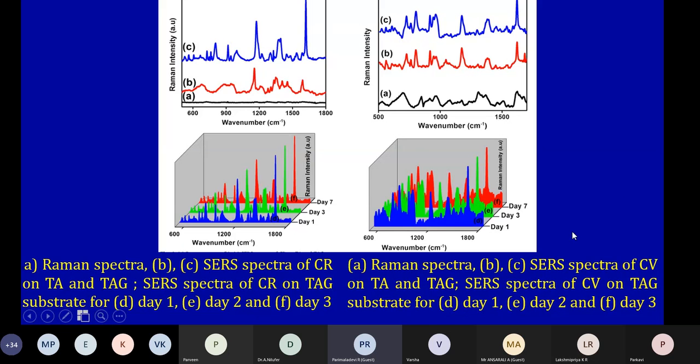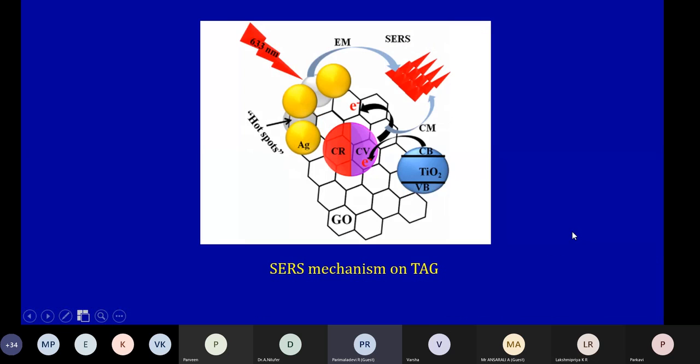We can identify them using these Raman peaks, and normally this is due to when you add our TAG, that is titanium oxide, silver, graphene oxide. What will happen is, normally here this is graphene oxide, a helical structure like this, and this is silver, and this is titanium oxide. Titanium oxide is normally a semiconductor, we have a band gap in that.